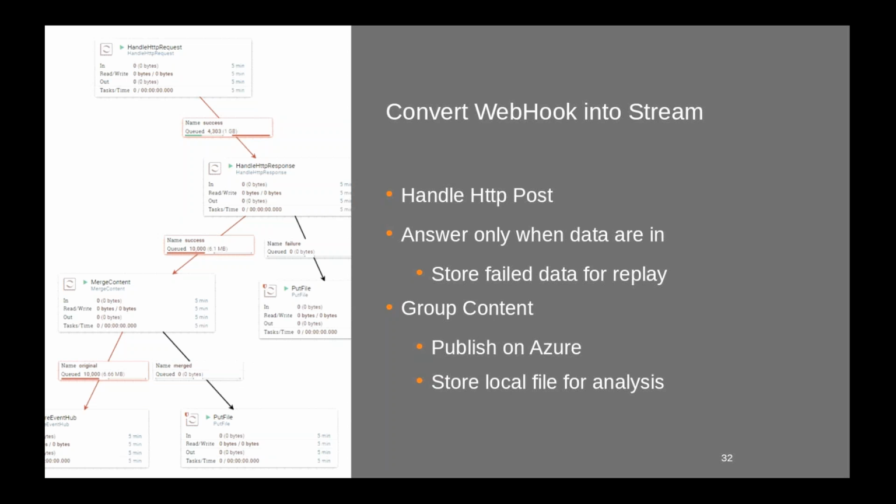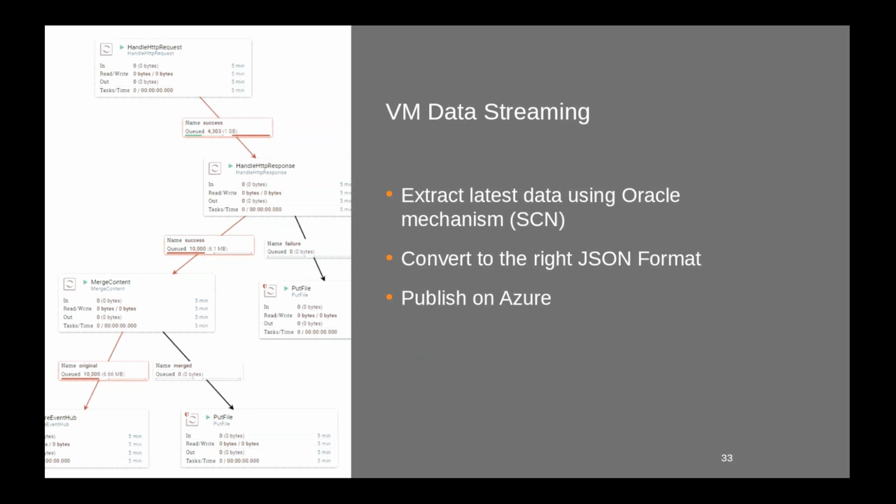We can then group the content, publish it again into Azure, or store it locally for further analysis. So basically, we can just create a web listener to receive information, treat it, and then forward it somewhere else. Vistamart data streaming: this is a part of what I just showed you. Extract latest data using the Oracle mechanism, convert to the right JSON format, and publish into Azure.